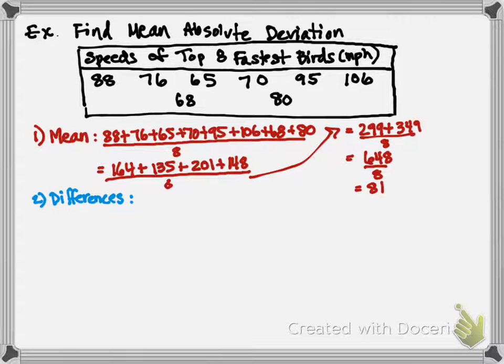So we're going to take 81 and subtract it from each one of those speeds that we had, and we're going to make an absolute value so that we can always have a positive answer. So the differences, we would start with 88, take away that 81, and that's going to give me 7.